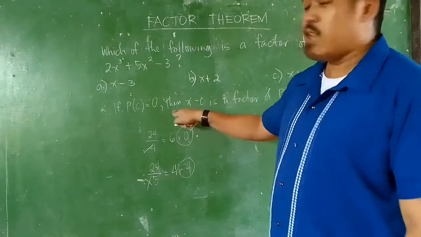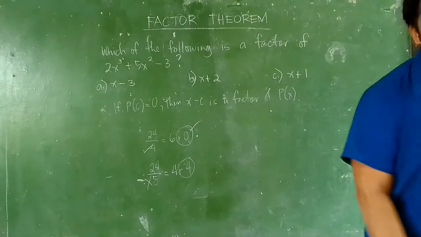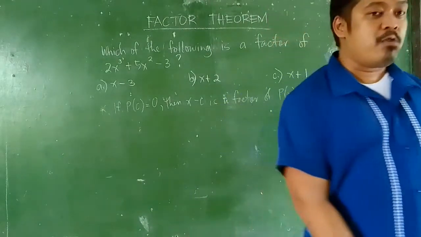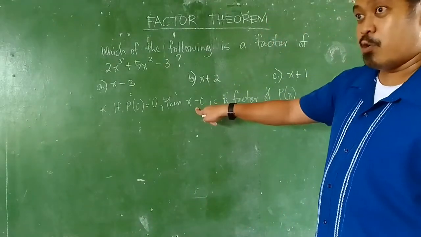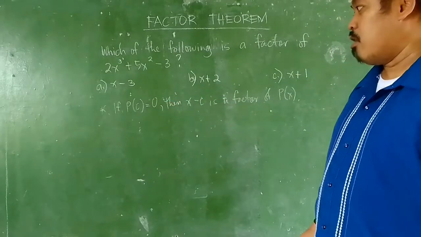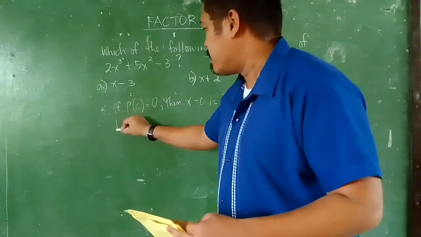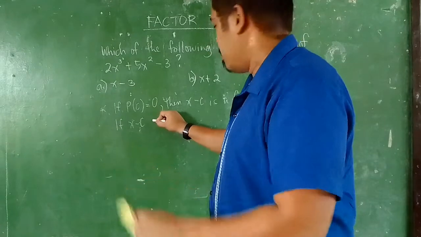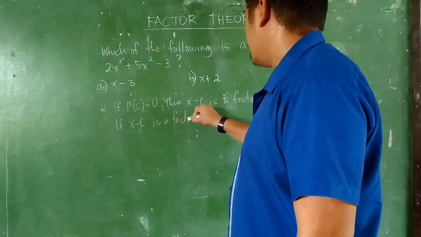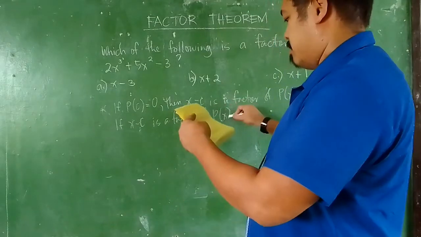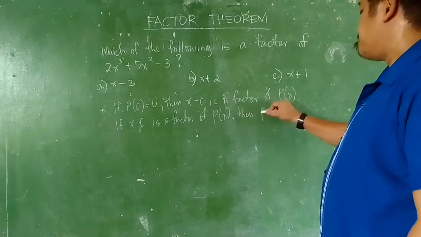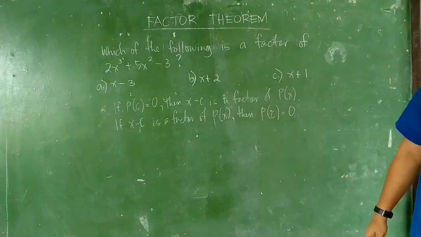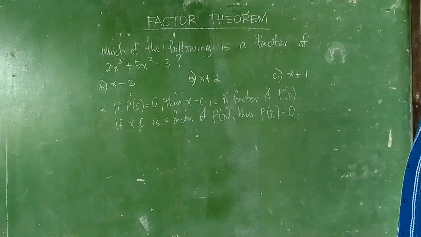Okay? Yan yung idea ngayon nito theorem na ito, the factor theorem. When you evaluate the function by your divisor, the remainder should be 0. And yung converse naman niya, yan. So, if x minus c is a factor of p of x, then p of c should be equal to 0. Obviously. Okay? So, kailangan ang lalabas na remainder niya raw ay 0 kapag in-evaluate natin.